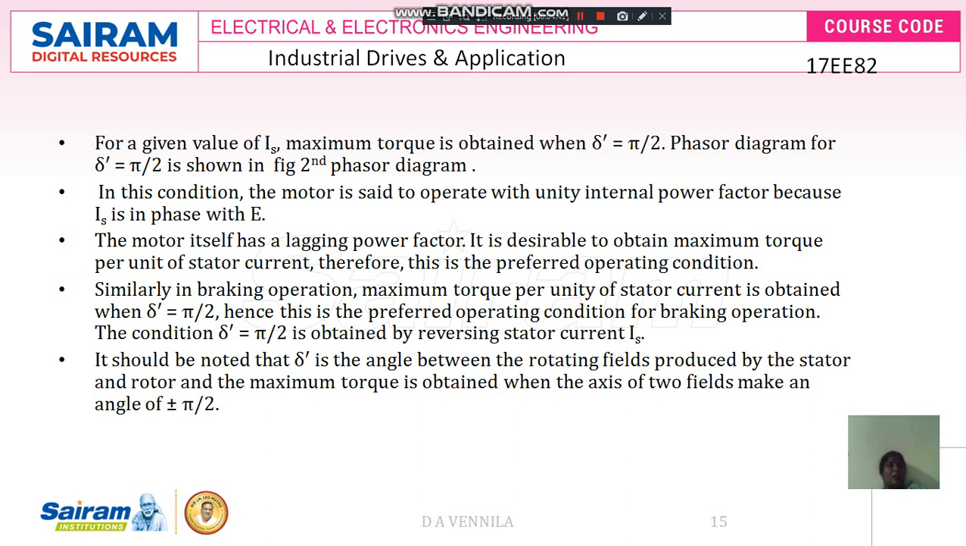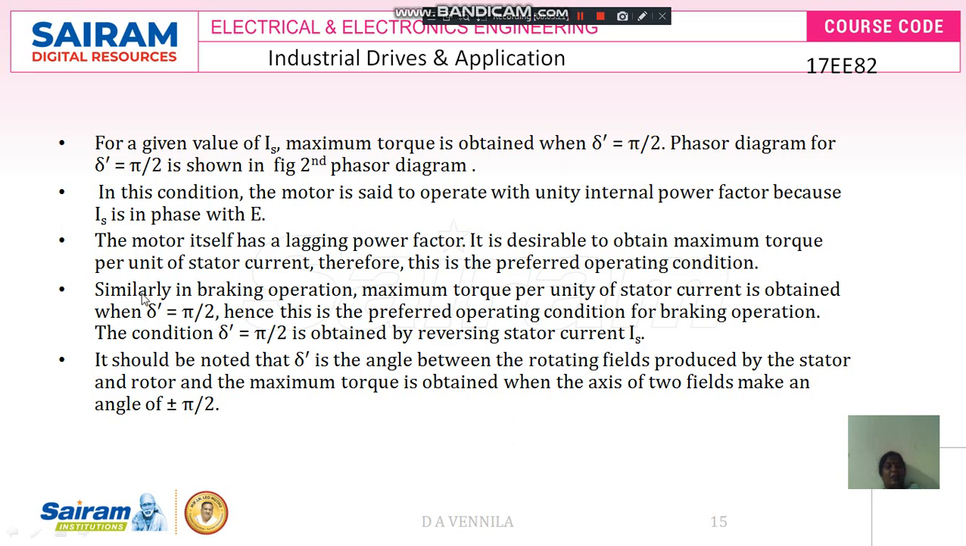Now, how do we achieve the braking conditions, from delta dash equal to pi by 2 to minus pi by 2? Delta dash equal to pi by 2 is the motoring operation, and minus pi by 2 is the braking operation. We obtain the braking operation by reversing the stator current.